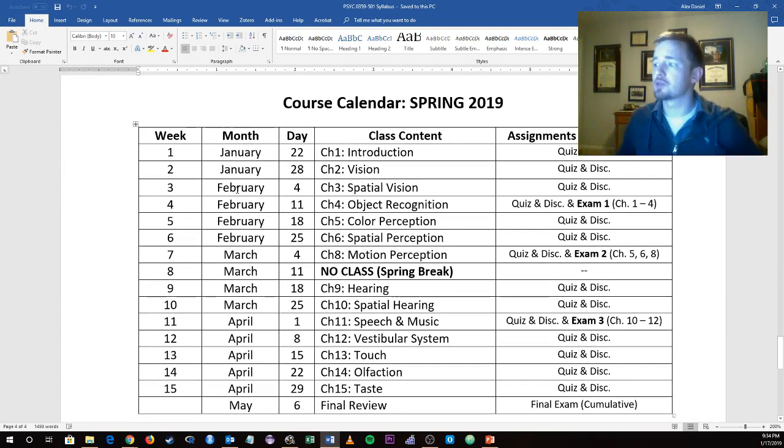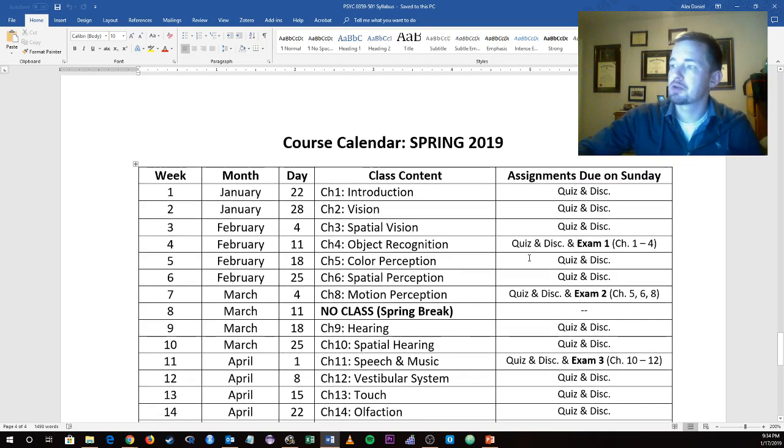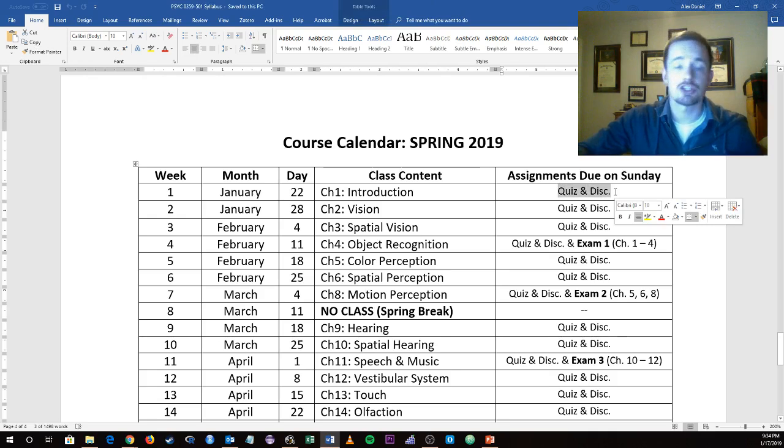Here is the week-by-week breakdown. So you can see that pretty much every single week we're going to cover a new chapter. So we're starting chapter 1. We're hitting the ground running. We're going to be covering chapter 1 this week, which means that we have a quiz and a discussion due this Sunday before midnight. So make sure you take care of those.